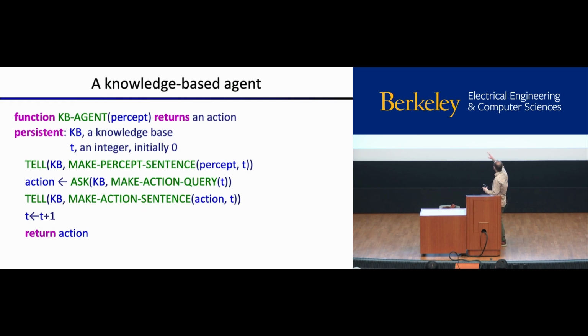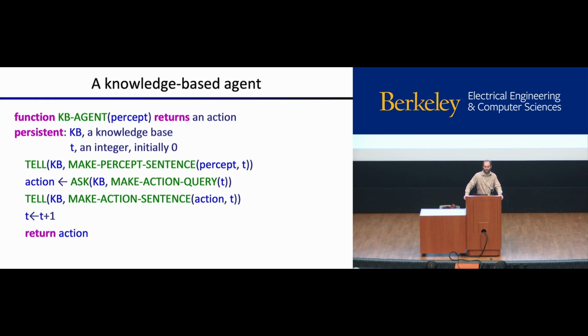So here's our knowledge-based agent. It gets percepts, it returns actions, and it has, persistently, a knowledge base. It has a T, it knows what time it is as the variable T. And then we add to the knowledge base that at time t, it has received the percept called percept. We turn that into some sentence that fits in propositional logic that talks nicely with its knowledge base. And then we ask it.